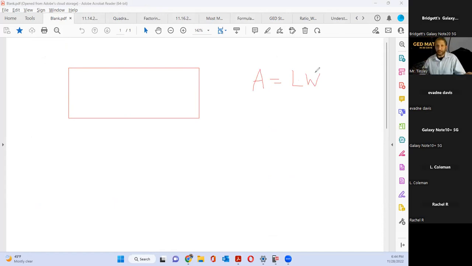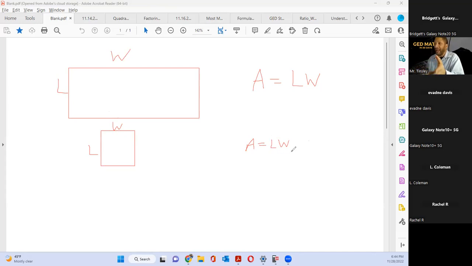Okay, well, watch this. I'm gonna draw a square. So this is my length, this is my width. On a square, this is my length, this is my width. Hold on, Mr. Tinsley. So you're telling me the area of a square is still length times width? Yes, it is. But the difference with a square is the sides are equal.